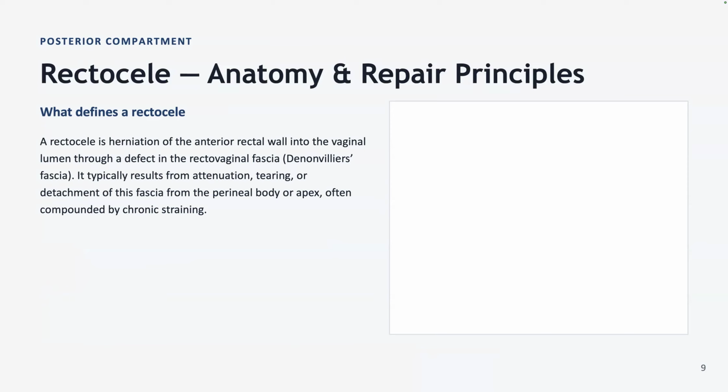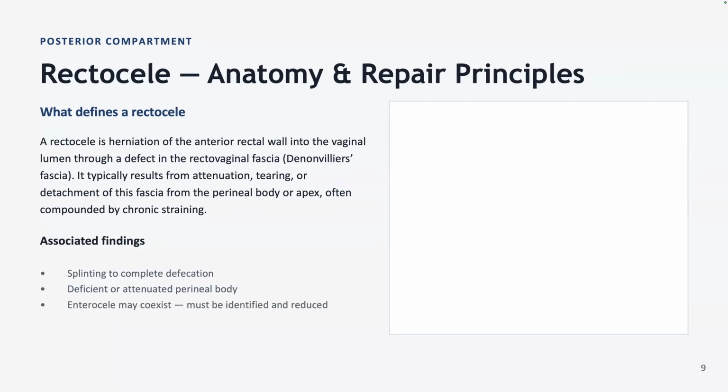It typically results from the attenuation, tearing, or detachment of the fascia from the perineal body or the apex, often compounded by chronic strain. Findings include splinting to complete defecation and a deficient or attenuated perineal body. An enterocele may coexist and might be identified and reduced.